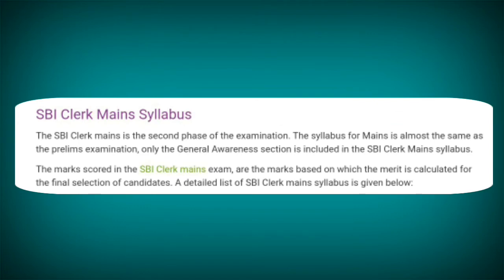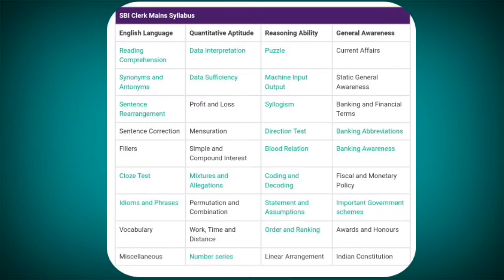SBI Clerk Mains Syllabus. The SBI Clerk Mains is the second phase of the examination. The syllabus for mains is almost the same as the prelims examination. Only the general awareness section is included in the SBI Clerk Mains syllabus. The marks scored in the SBI Clerk Mains exam are the marks based on which the merit is calculated for the final selection of candidates. A detailed list of SBI Clerk Mains syllabus is given below.